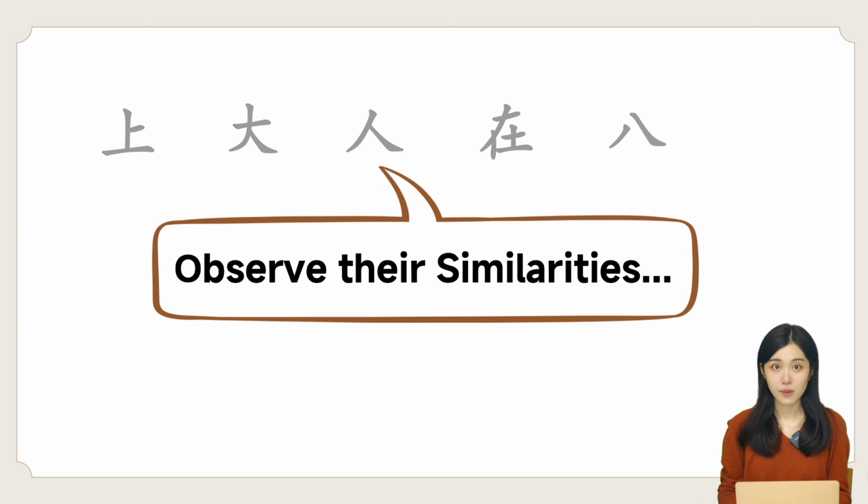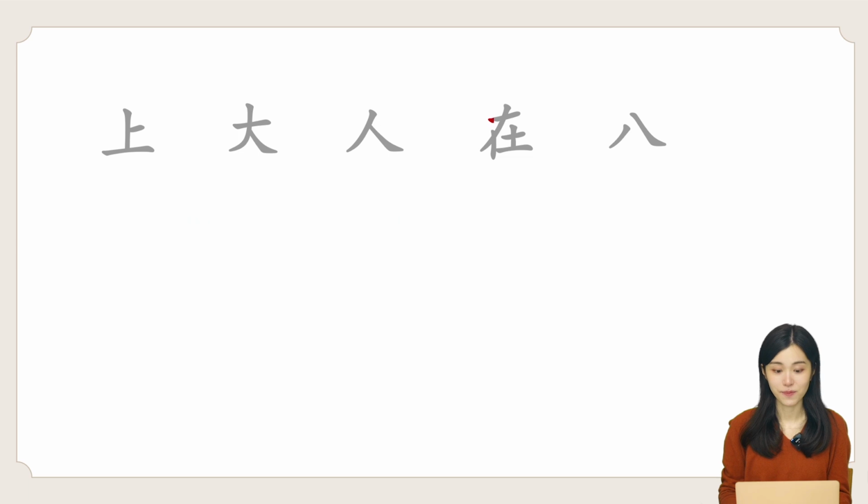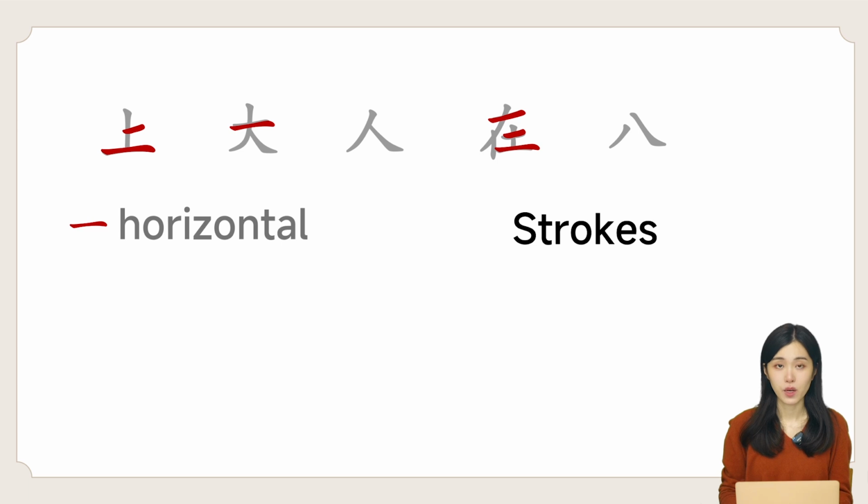Please observe their similarities. Now I will mark some parts of the characters. What do you notice? Yes, they all have a horizontal line. This is actually the basic part of characters called strokes. We call the horizontal line in characters a horizontal stroke. There are many different strokes.